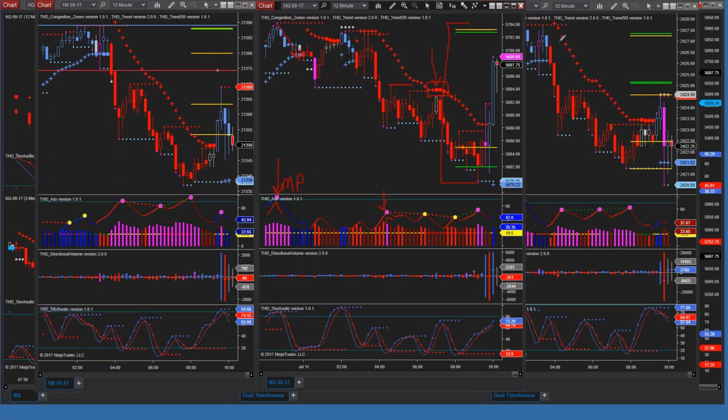No, this is a 12-minute chart, so I'm marking a 45, a 180, a 720, and a 1440. You can mark up to 4 higher time frames on one chart. Does that answer your question? You can just do one, or you can do all 4.